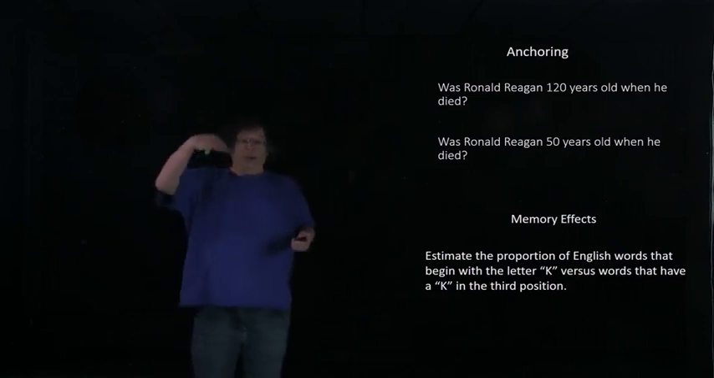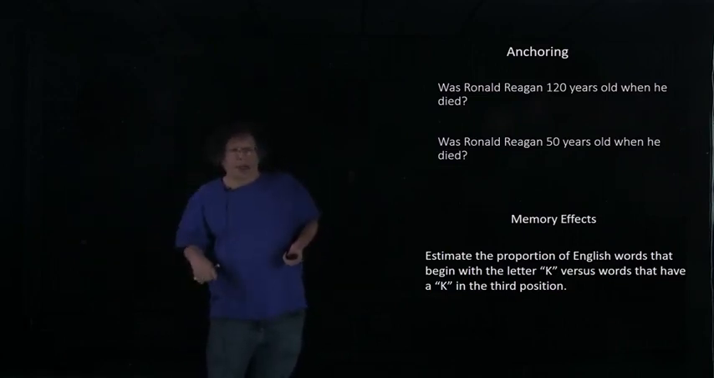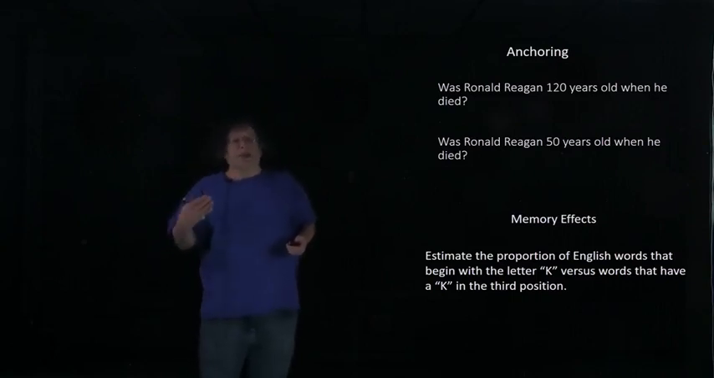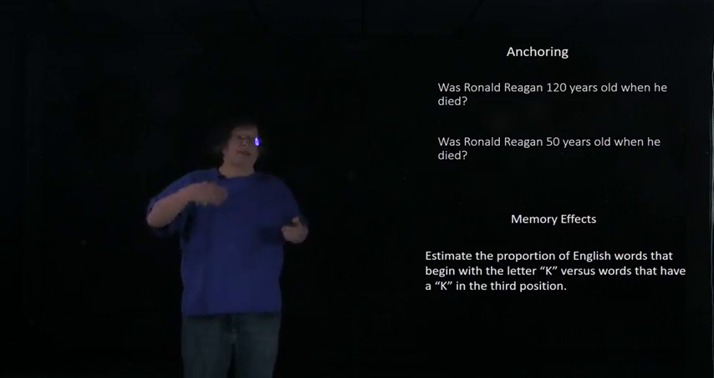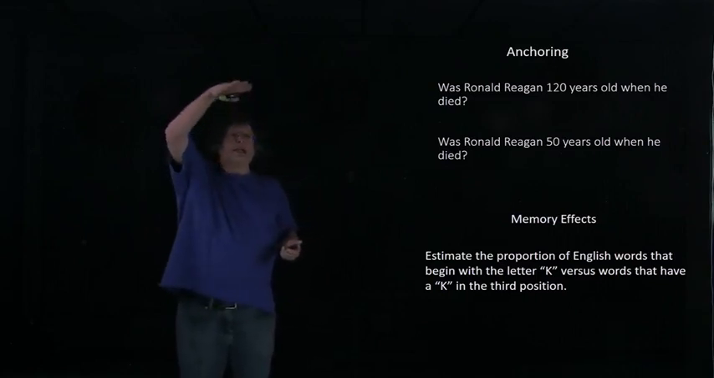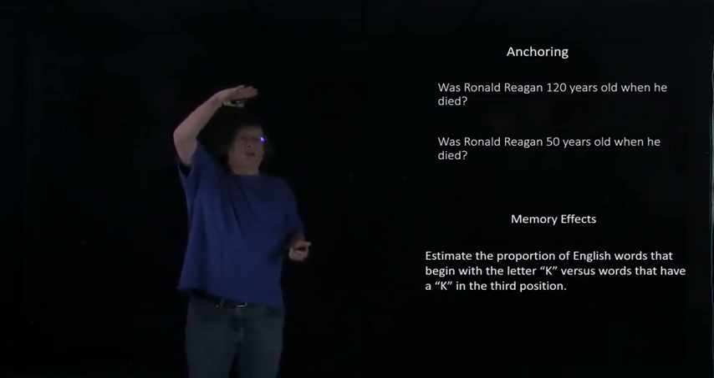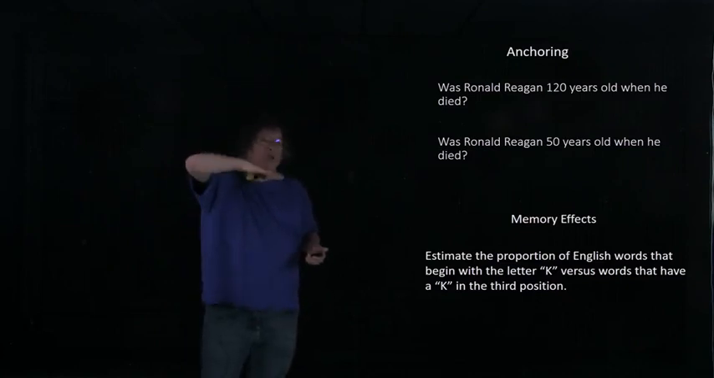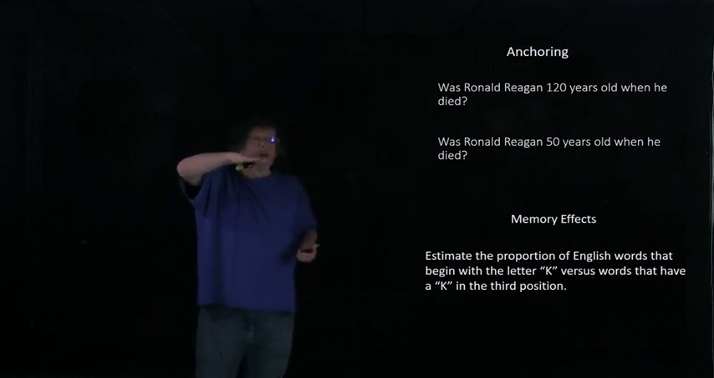In other words, when people are asked the first question and they say, no, Reagan was not 120, you ask them, how old was he when he died? And it appears that what they're doing, more or less, to a good approximation, is taking the original number of 120 and reasoning downward from it, moving downward until they find a number where they think that might be the age at which Reagan died.